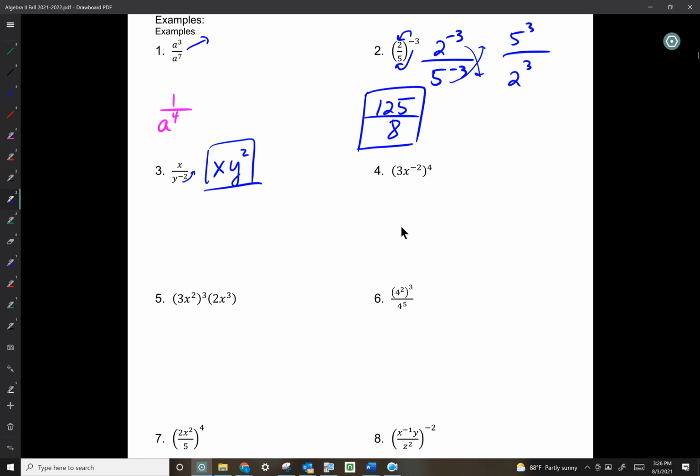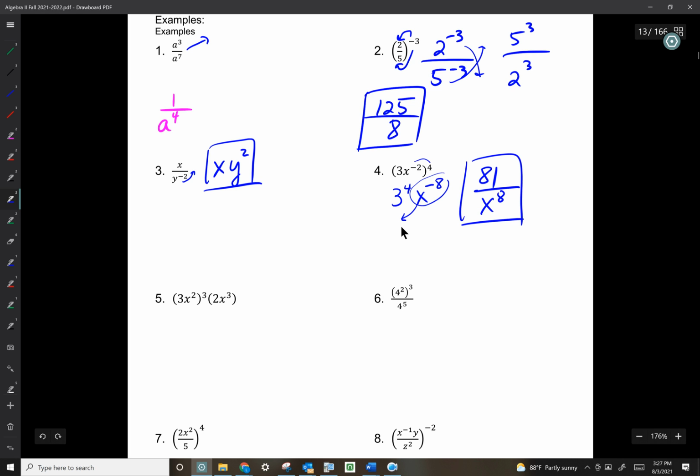Okay, on this one, now here's what I need to think about. I don't want a negative exponent, but I also have to apply this 4 to everything in here. So why don't we take care of the 4? So that means I have a 3 to the 4th, but then this x, when I raise it to the 4th, remember you're multiplying exponents, so it's going to become x to the negative 8. Okay, now be careful. Yes, there's a negative exponent, but the only part that has a negative exponent is the x. So that's the only part that needs to move to the denominator. That 3 to the 4th, which we now know is 81, stays on top. And now the x to the 8th goes to the bottom.